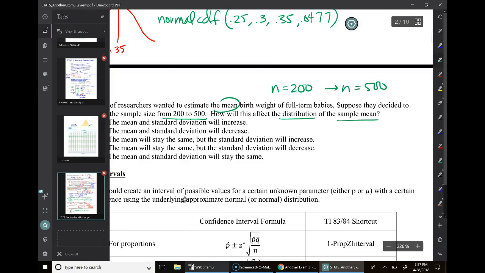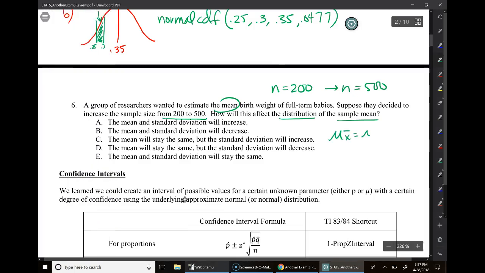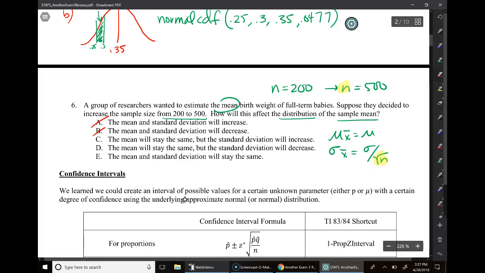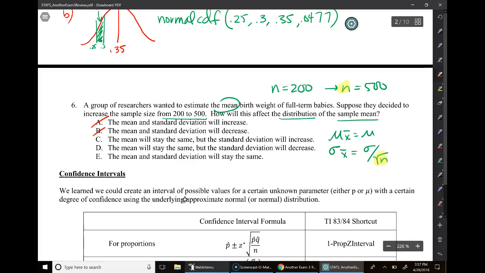So we could remember, okay, the mean of the x bars is the real mean. Standard deviation of the x bars is the real standard deviation divided by the square root of n. So we can see n is only in one of these two values. So the mean is not going to change. It's going to stay exactly where it was. So we can get rid of a and b because they don't say that the mean will stay the same.